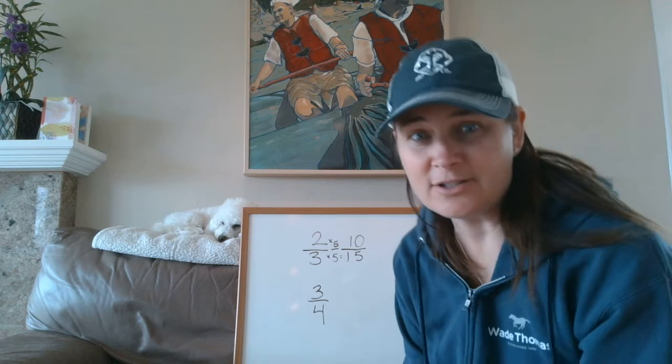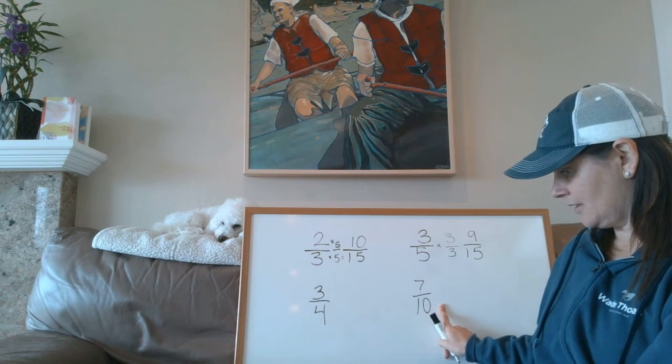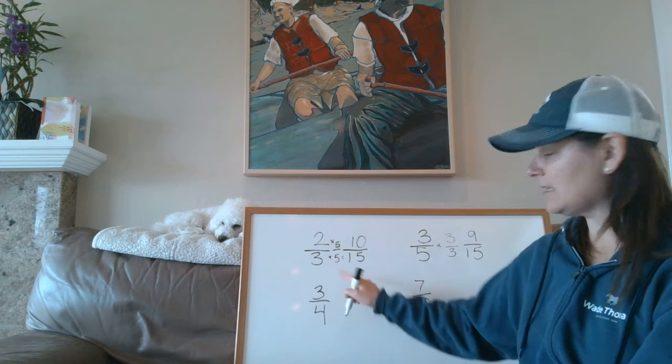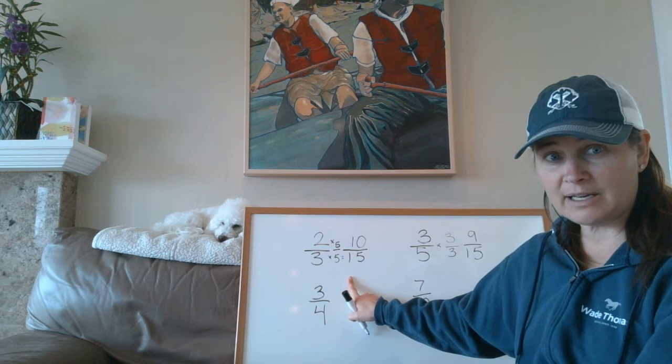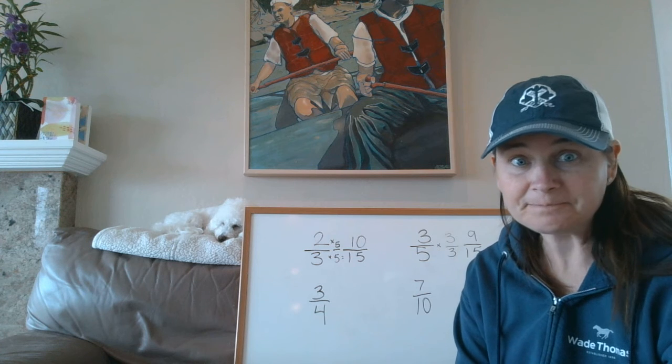Okay, so if you have 3/4 and you have 7/10, which is more? So using this way of finding a common denominator, go ahead and pause it and do that work.